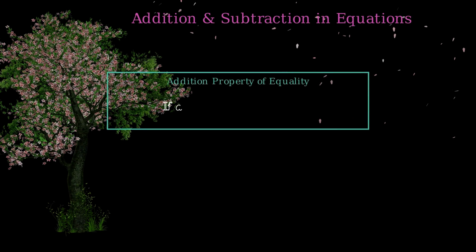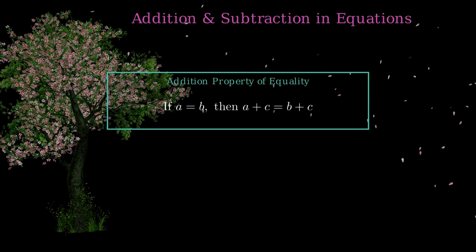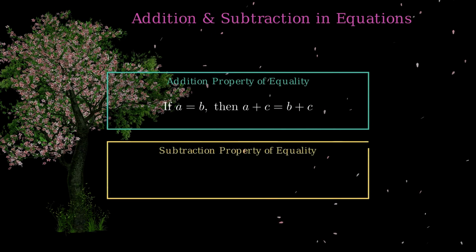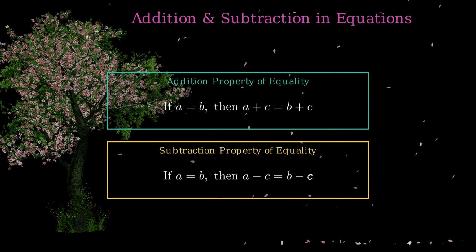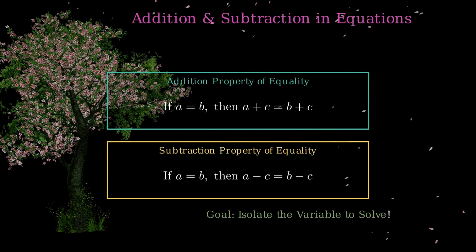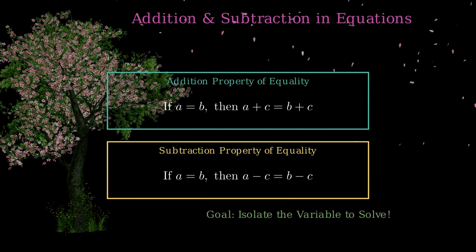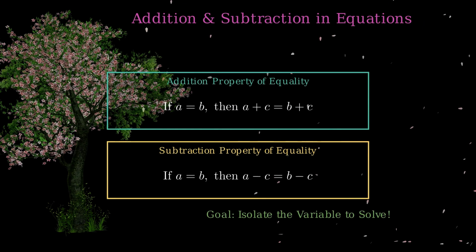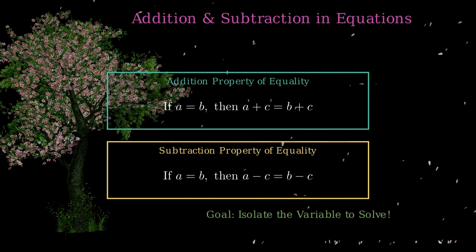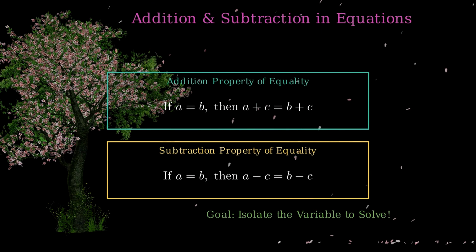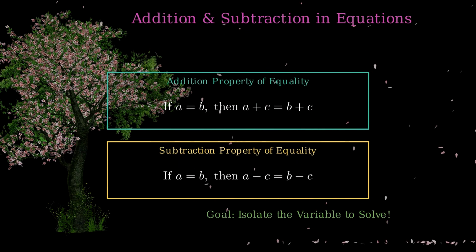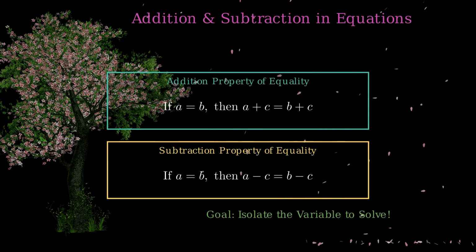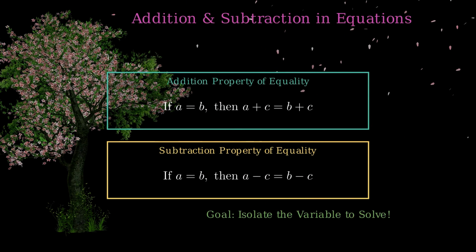To solve equations, we use the properties of equality. The addition property states that if A equals B, then adding C to both sides maintains the equality. Similarly, the subtraction property states that subtracting C from both sides gives an equivalent equation. These operations allow us to isolate the variable and solve the equation.